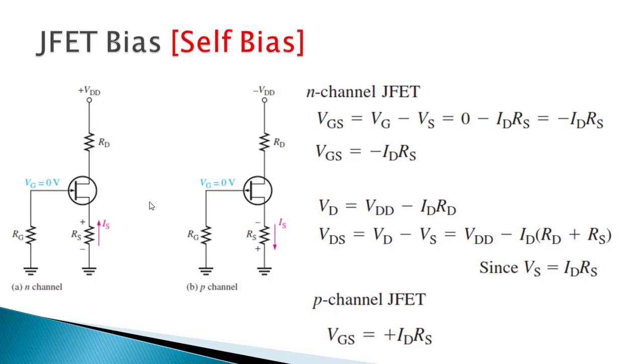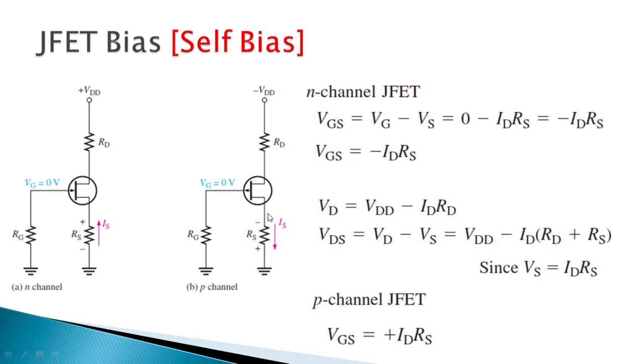So it is given in the equations. The VGS should always be negative. So how does this happen? VGS is equal to the difference VG minus VS. The gate voltage is 0 because the gate is connected to the ground through this RG, so VG is equal to 0.